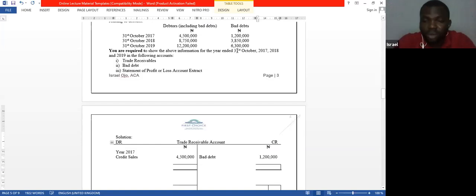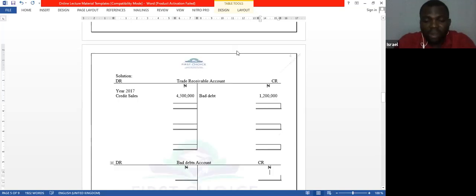After we have that, we do the second leg of the bad debt. So we come to the year 2017. For bad debt, we have credited our trade receivable account, so we are going to debit our bad debt account because it's an expense account. So that will be 1.2. We are done with that. So that's the entry that we expect to pass.